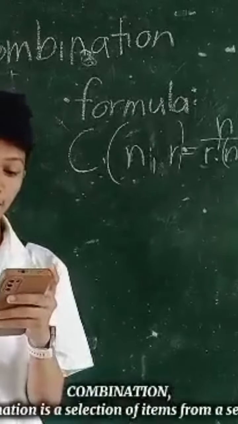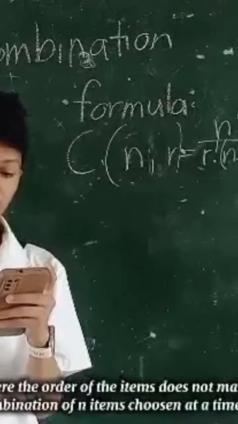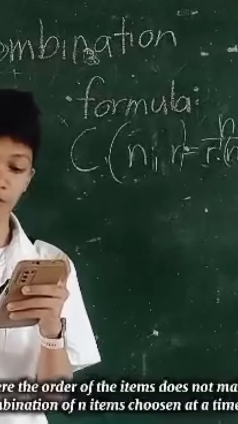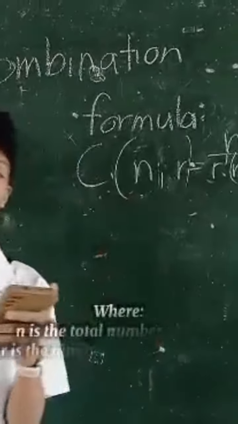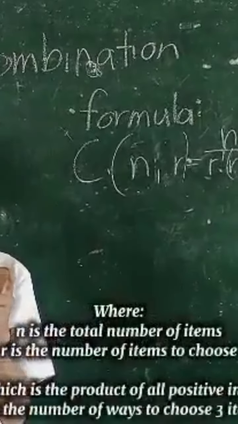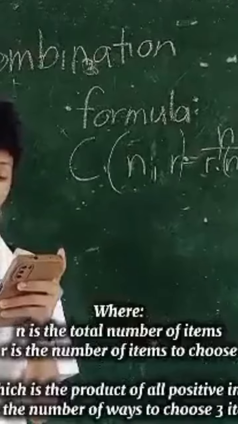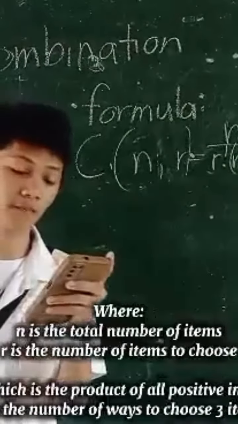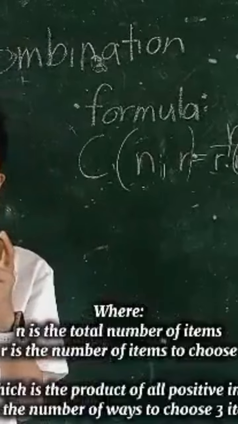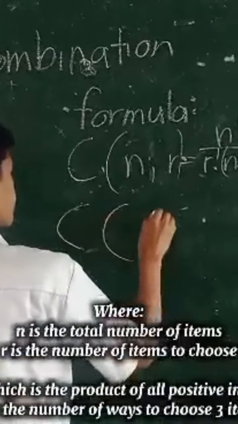Combination is a selection of items from a set of items, where the order of the items does not matter. To find the number of combinations of n items chosen r at a time, you can use this formula, where n is the total number of items, r is the number of items you choose. The exclamation mark denotes factorial, which is the product of all positive integers up to that number. For example, to calculate the number of ways to choose 3 items from a set of 5 items.